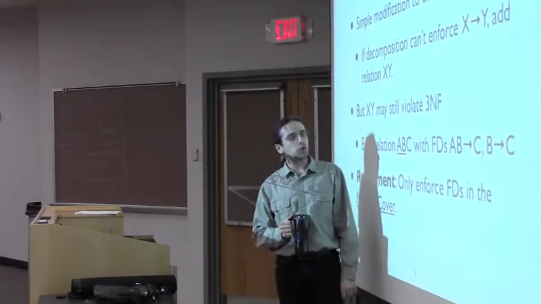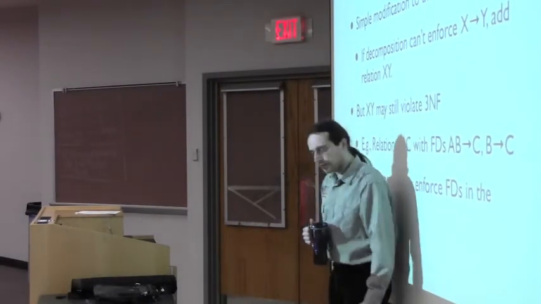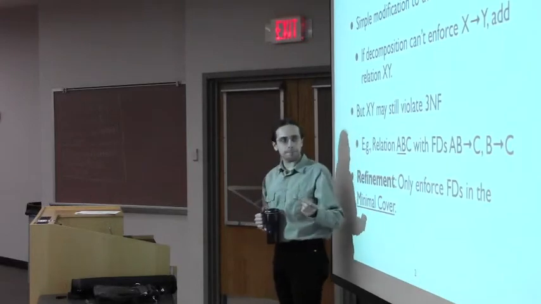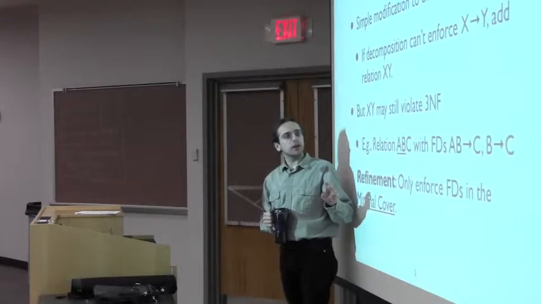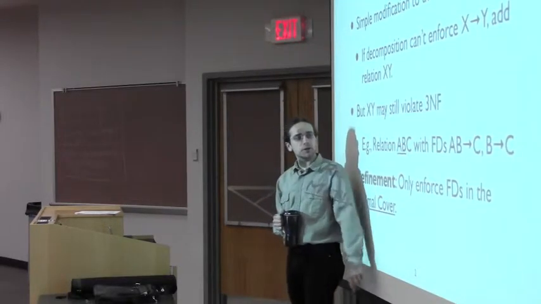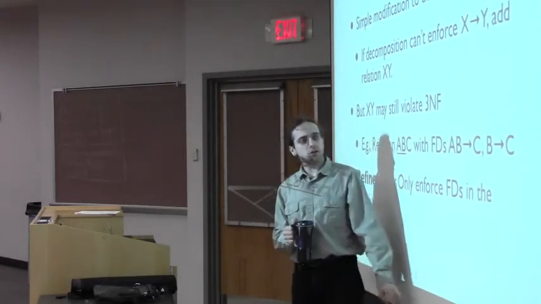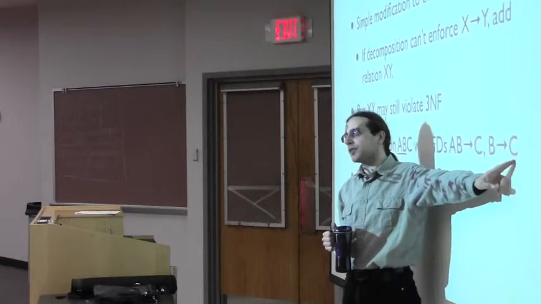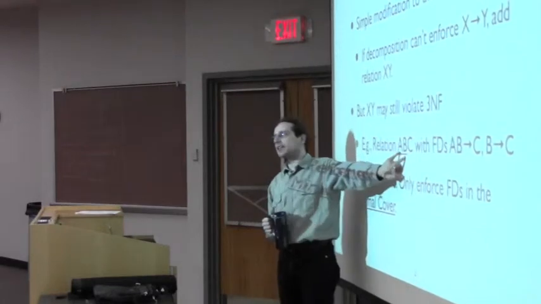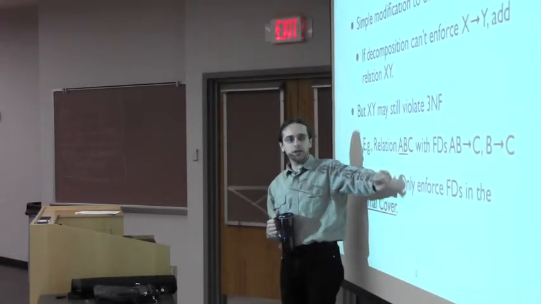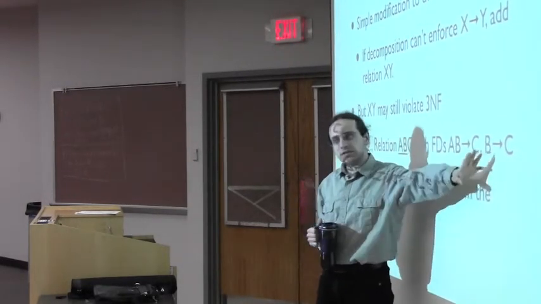So recall that for a third normal form, there are basically two conditions that could possibly hold for non-trivial functional dependencies. So either the right-hand side has to be a subset of a key, or the left-hand side has to be a superset of a key. And in this case, the one key that holds on this relation is AB. So the first functional dependency is satisfied, but the second one isn't.